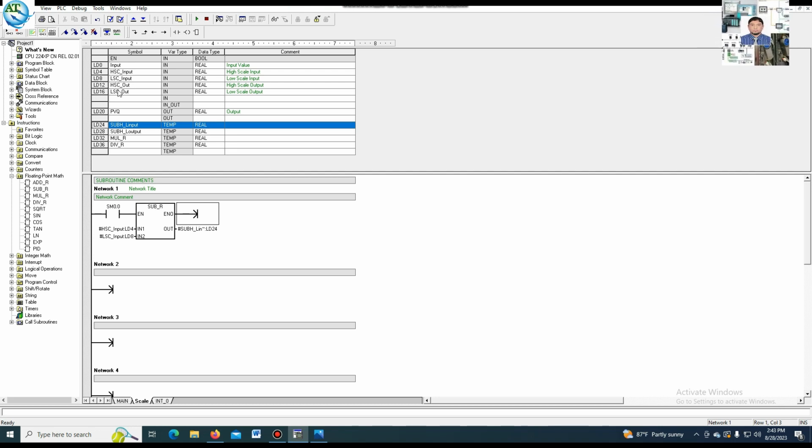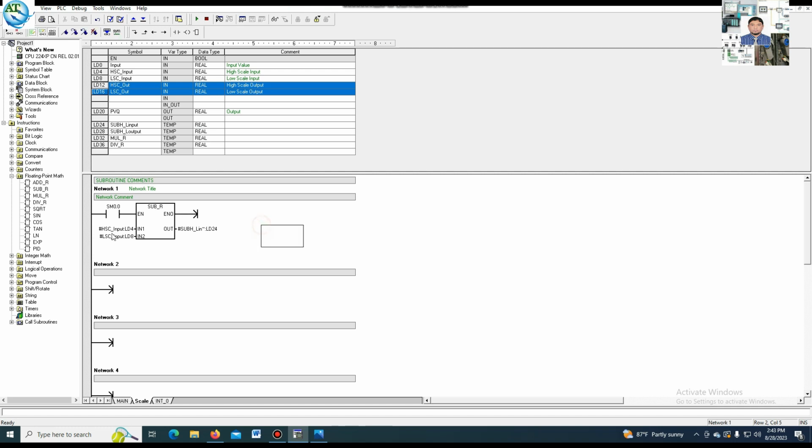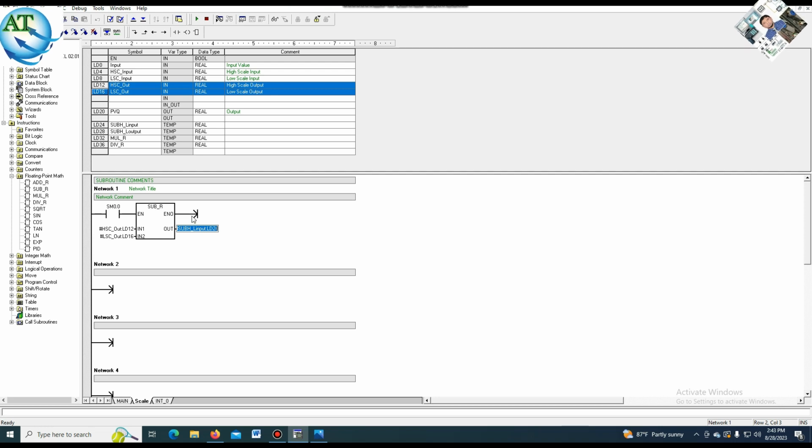Sorry, first we make the output scale input. We make the output scale input LD12 and LD16, no problem, and we put the difference in LD28. Then another one: we make the output, so we put it in output 28.